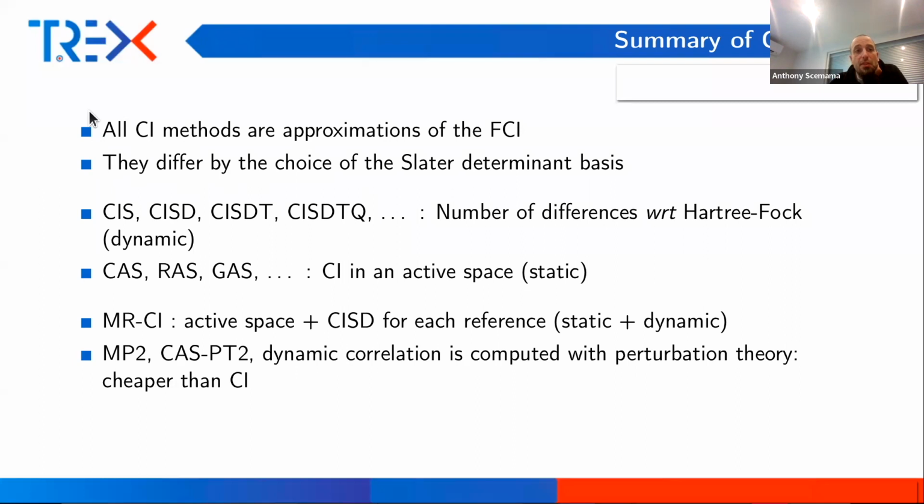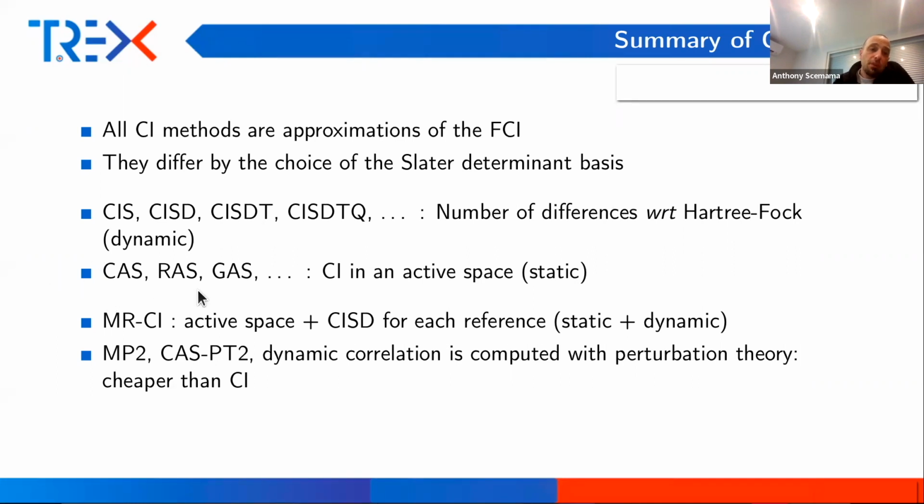So all these different CI methods, basically you just diagonalize the Hamiltonian in the basis of Slater determinants. So the only difference between all these CI methods is the choice of the Slater determinant basis. There are two main directions. The first one is increasing the excitation level from Hartree-Fock. So singles, doubles, triples, etc. So you increase in this direction. This will introduce dynamic correlation mostly.